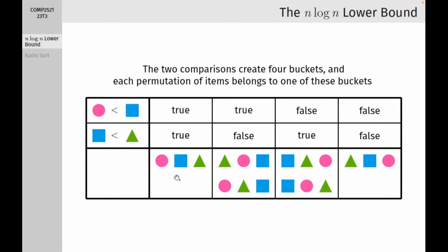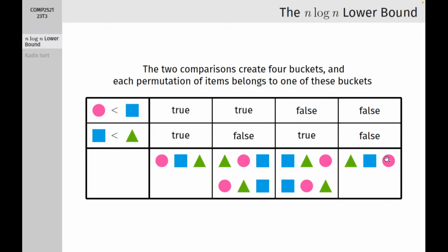So if we find that both of these comparisons are true, so circle is less than square and square is less than triangle, then we can deduce that this is the correct sorted order. There's only one permutation that satisfies these two comparisons being true. Now, if both of these comparisons are false, then there is also only one permutation that satisfies that. So triangle, square, circle.